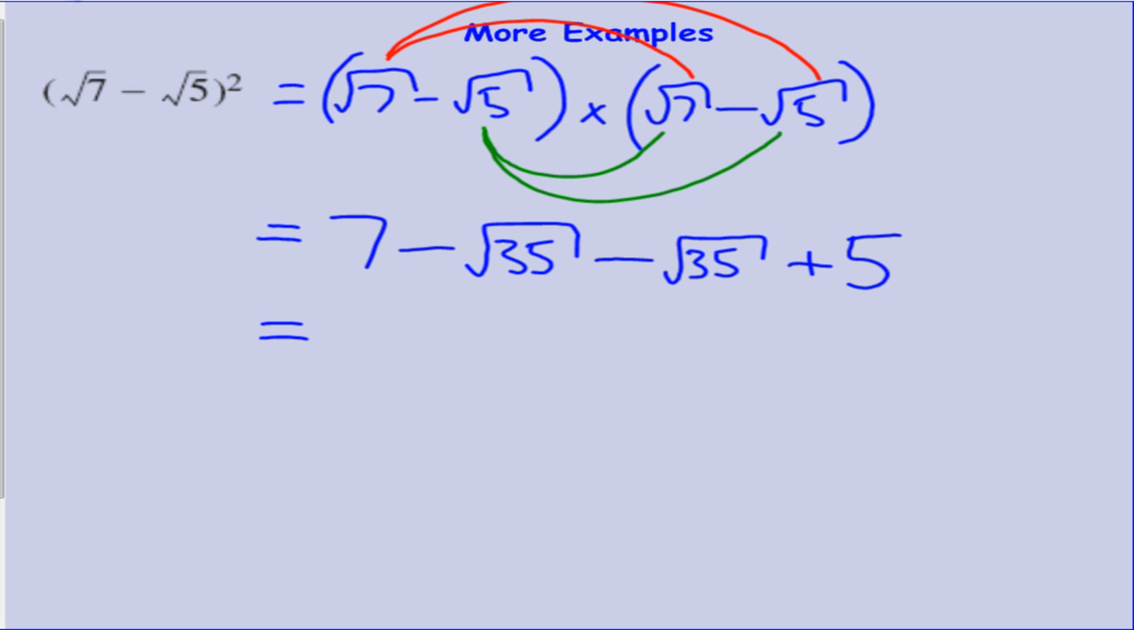Alright, pulling our answer together, we have 7 plus 5 to give us 12, and then negative root 35, sorry, take away another root 35, which gives us minus 2 root 35. Having a look at the square root of 35, it is a large number, so there may be a perfect square that can go into it. What do we got? 25, that's not going to work. 16's not, 9 is not, 4 won't, so that is as simple as that answer is going to be.